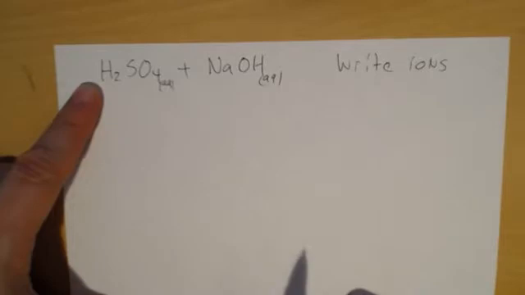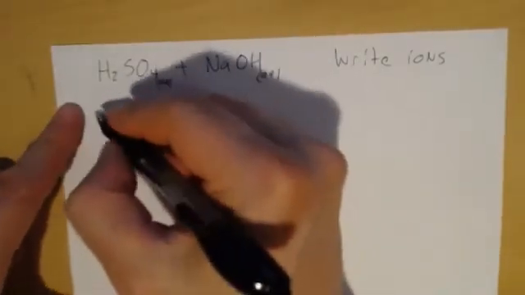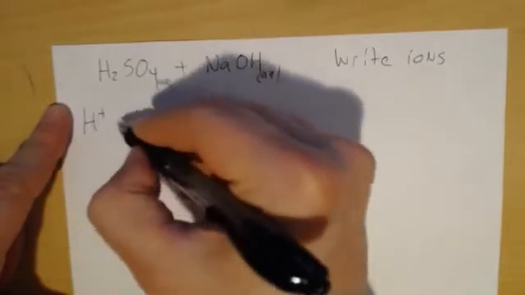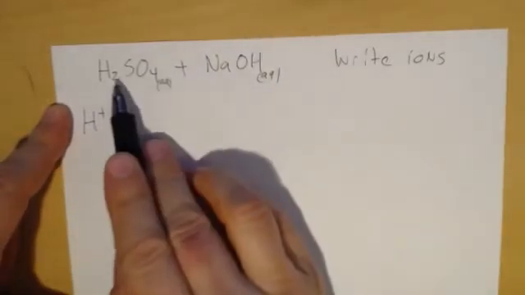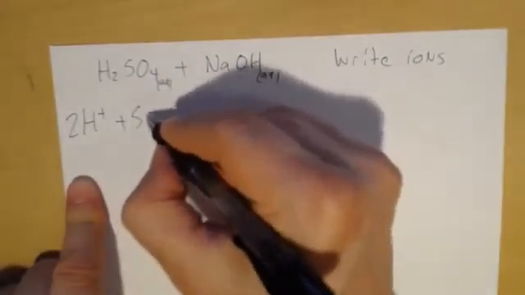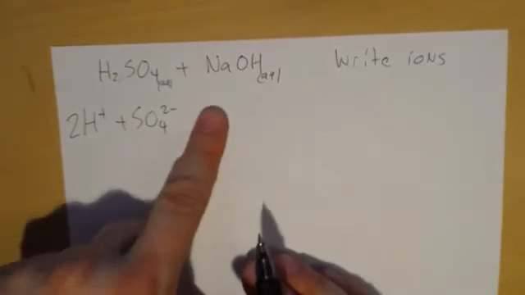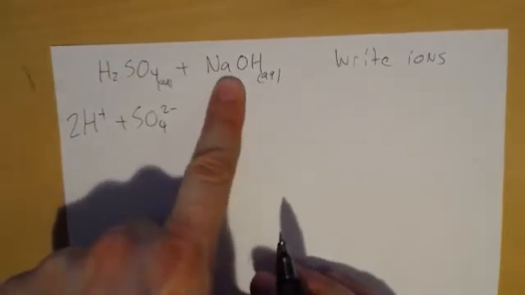Let's see. Okay, someone said 2H plus. Yeah, so when an acid dissociates, it dissociates into H plus other stuff, and there's two of them. This is what they call a diprotic acid. SO4 2 minus. And then this one hopefully is pretty easy.